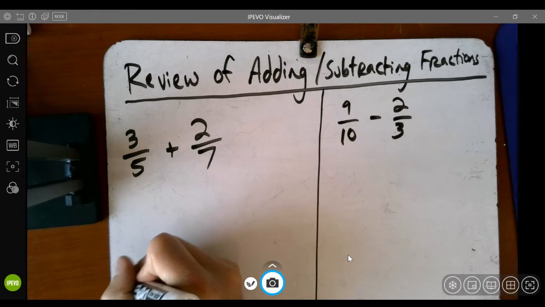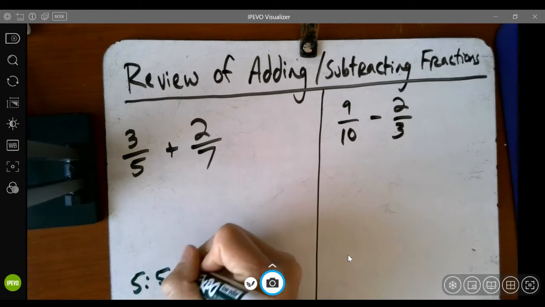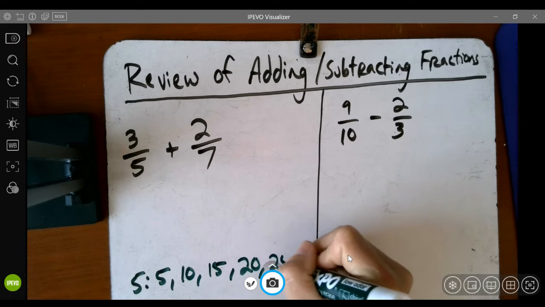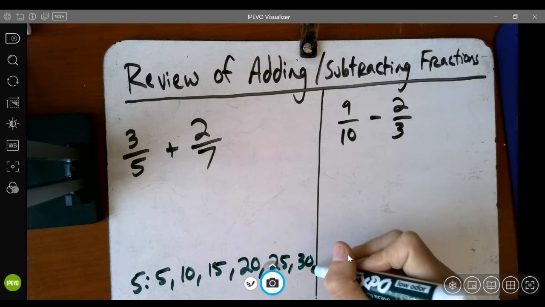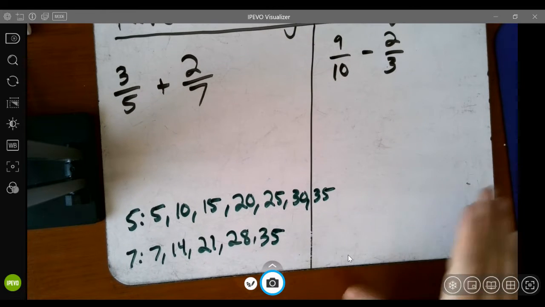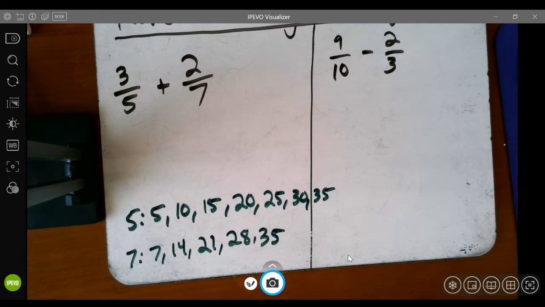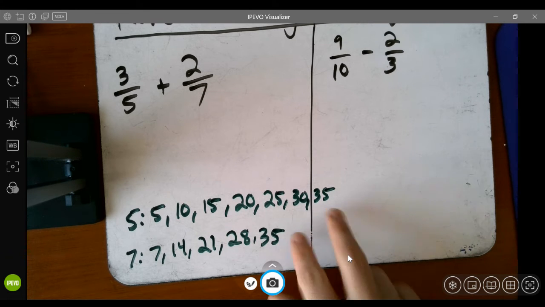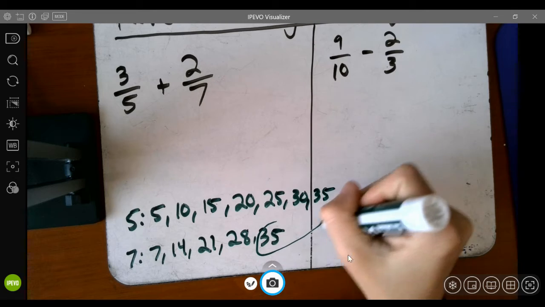So we want to list all the multiples of 5, which would be 5, 10, 15, 20, 25, 30, 35. And then we want to list all the multiples of 7, which would be 7, 14, 21, 28, 35. And you just need to keep going until you see that the numbers have a multiple in common. And in this case, we've gotten to 35, which is a multiple that both of these numbers share. And so 35 is going to be our LCM.